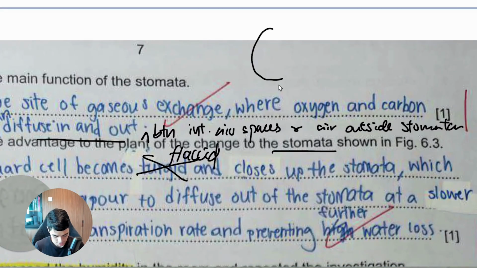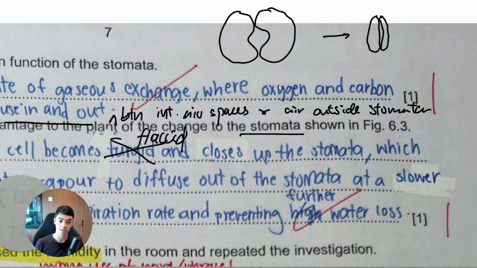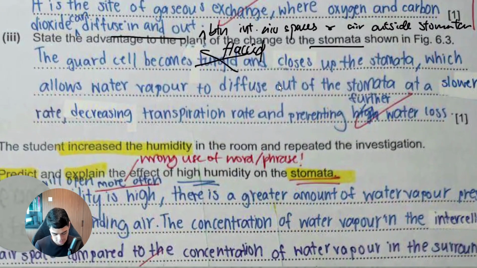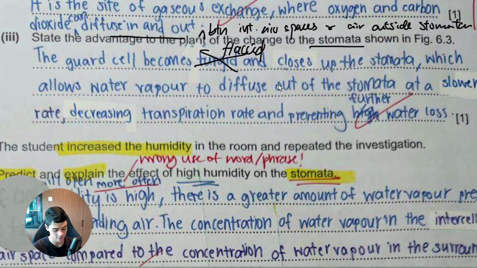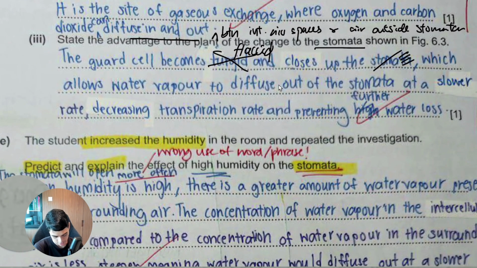Because here is a very very turgid guard cells. Okay, and then when they lose water, you see the stomata closes. So actually, it should be flaccid. So closes the stomata. Actually, it's a single stoma, singular, right? Not stomata, but it's okay. Not a big deal. So which allows water vapor to diffuse out at a slower rate. So small tip, which decreases rate water vapor diffuses out. Full stop. Do you see how we can save some words?